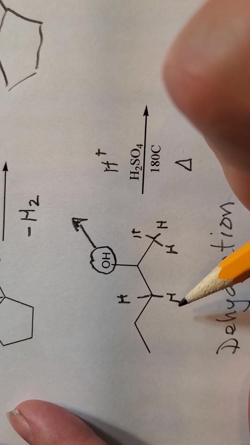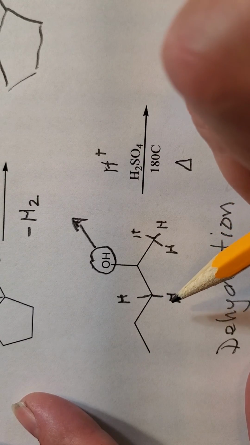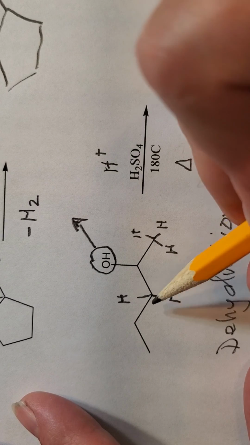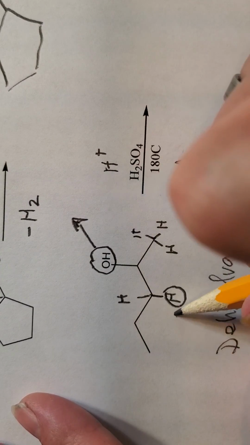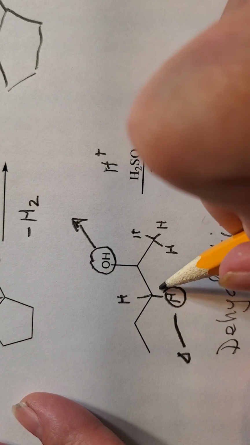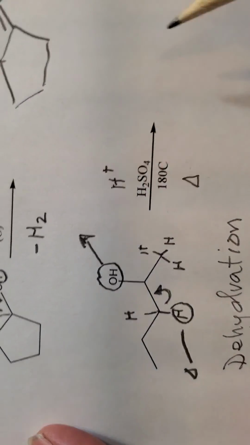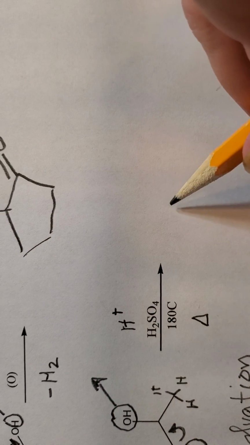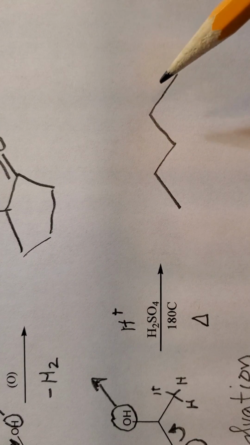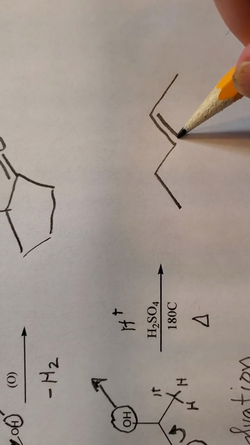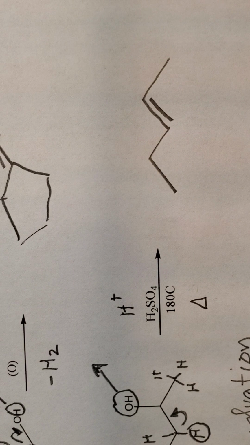We're going to remove the one that is attached to the carbon with the least number of hydrogens. This has 2, this has 3, this has the least number of hydrogens, and so we're going to remove it. And its bond is going to go there. So this is 2, 3, 4, 5. That's where the bond goes. There you have it. Thank you.